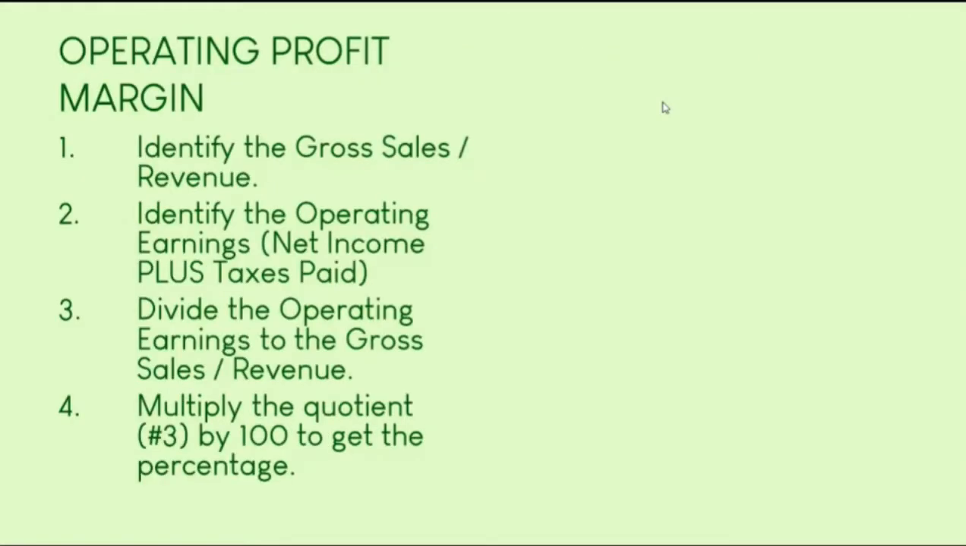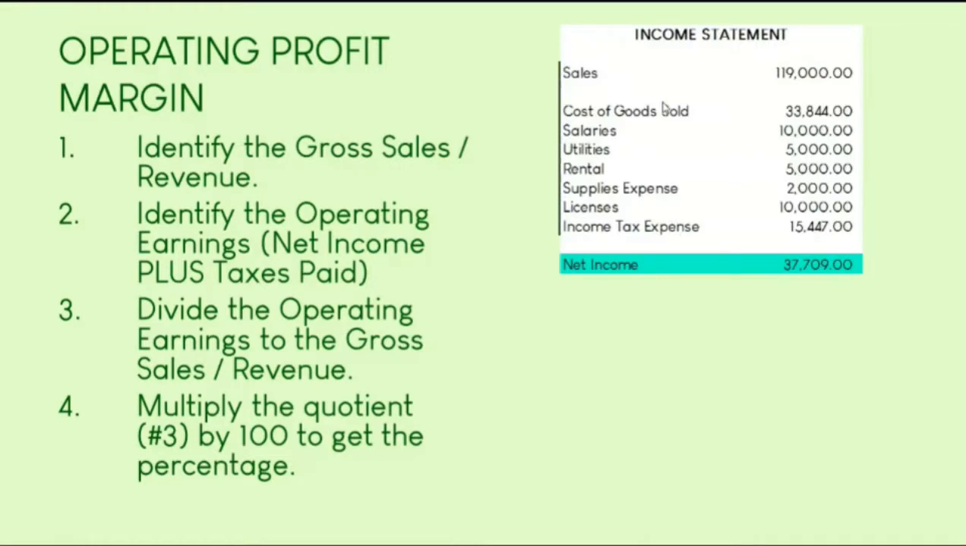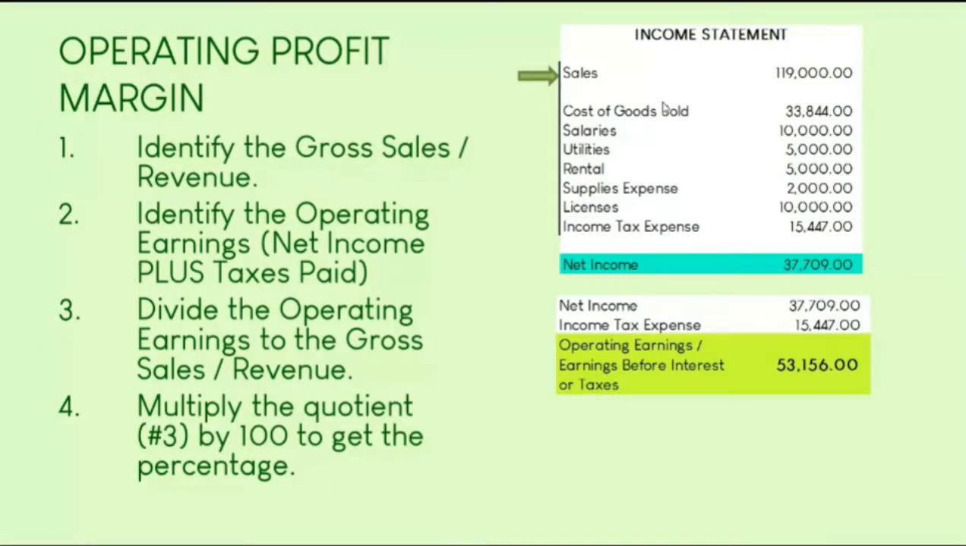So for example, first step is to identify the gross sales or the gross revenue, which is 119,000. Next, we identify the operating earnings. If there are income taxes that were paid and was factored into the computation of the net income, it has to be reversed. In this case, meron tayong 15,447 na income tax expense. So ipag-add natin yung net income and yung 15,447 para ma-reverse siya. And our operating earnings or earnings before interest or taxes is 53,156.